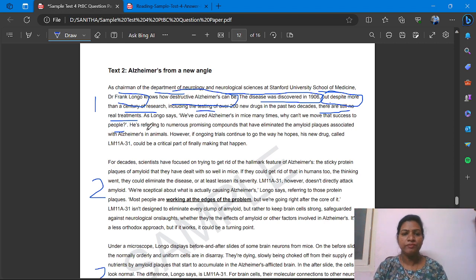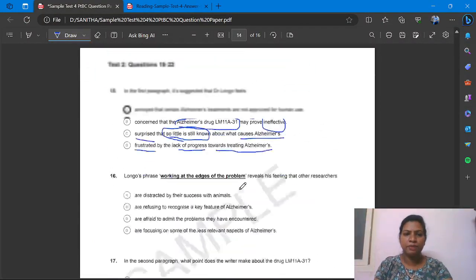It's a question. He is referring to numerous promising compounds that have eliminated the amyloid plaques associated with Alzheimer's in animals. However, see again one connector. However, if ongoing trials continue to go the way he hopes, his new drug called LM11A31 could be a critical part of finally making that happen. Okay, this is the paragraph. Then we have to come to the question.